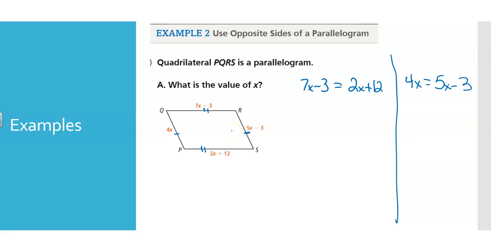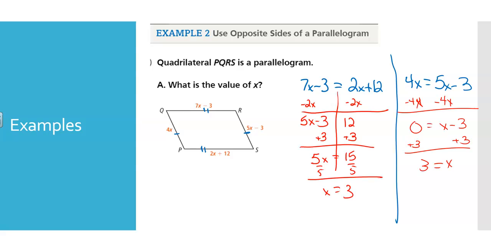Now use your algebra. I want you to go ahead and try this and see if you can figure out, is x the same for both? Because if it's not, we might have a little problem. So go ahead and try that. And I did find that x equals 3 on both of them. So x is 3, so that's good.